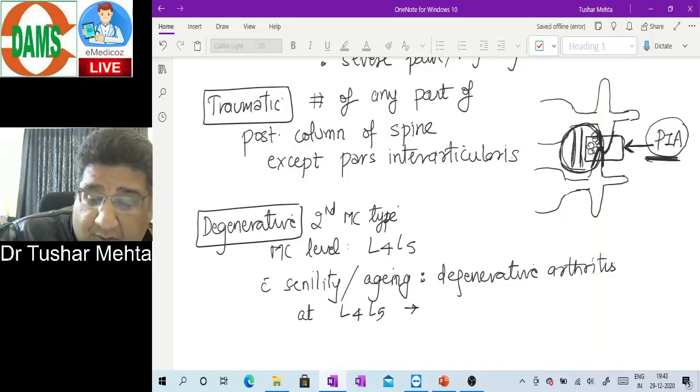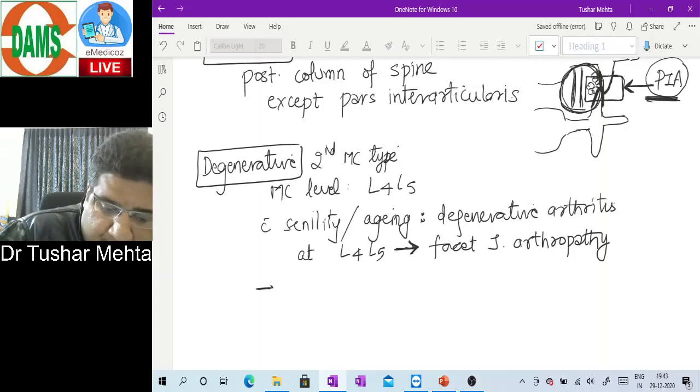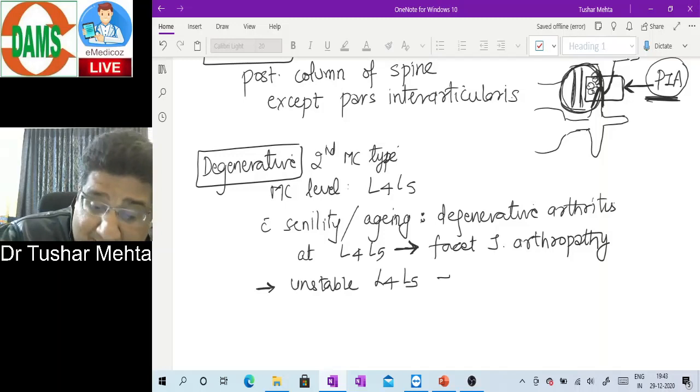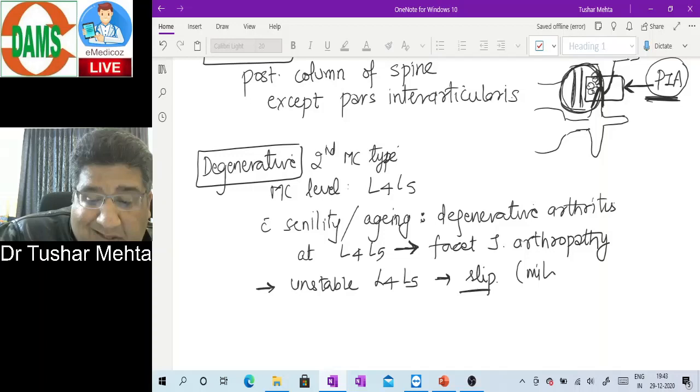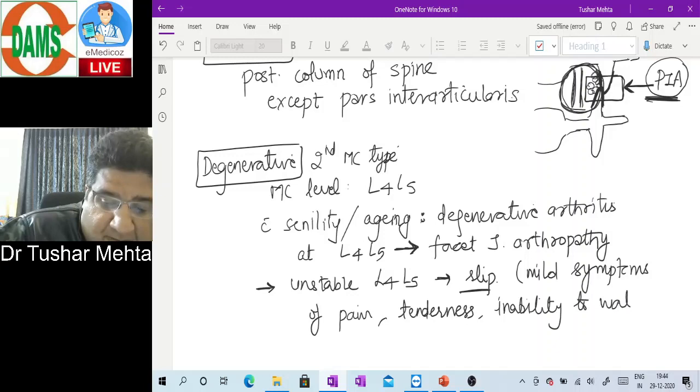Now this leads to facet joint arthropathy. And this facet joint arthropathy is leading to an unstable L4, L5. And that is the reason for a slip. And the most interesting point is that usually the slip will have mild symptoms. Mild symptoms of pain, tenderness, inability to walk. All these symptoms will be mild. Are we able to understand my point?